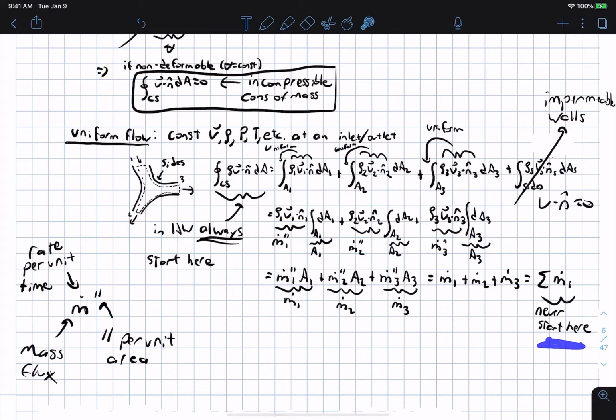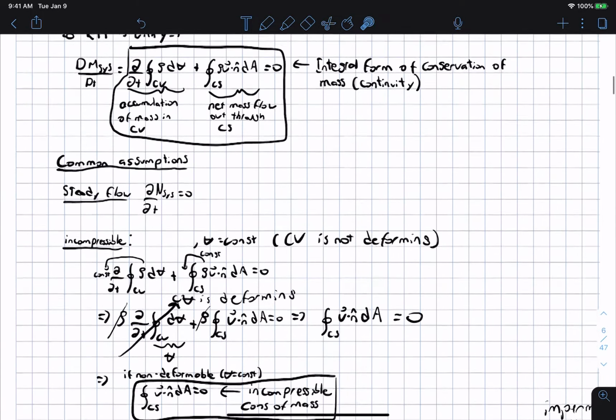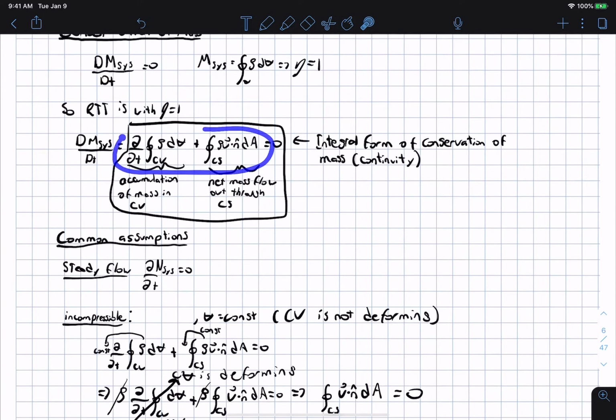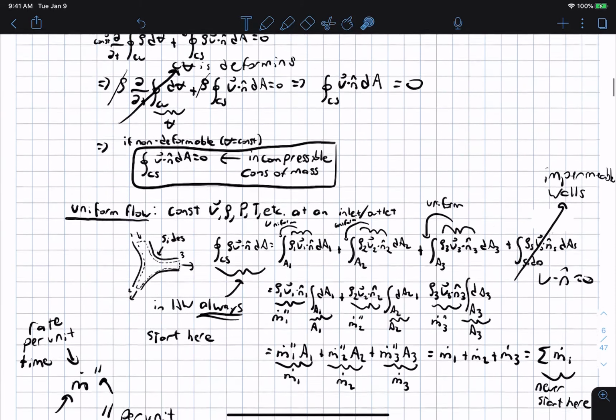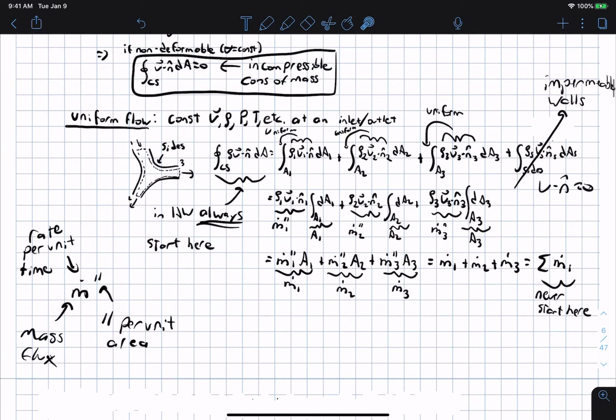But in this class, I never, ever, ever want you to start here. I want you to start here. In general, I want you to start from the full integral form of the conservation laws. And after we introduce deforming control volumes, I want you to start from that version, because you can.